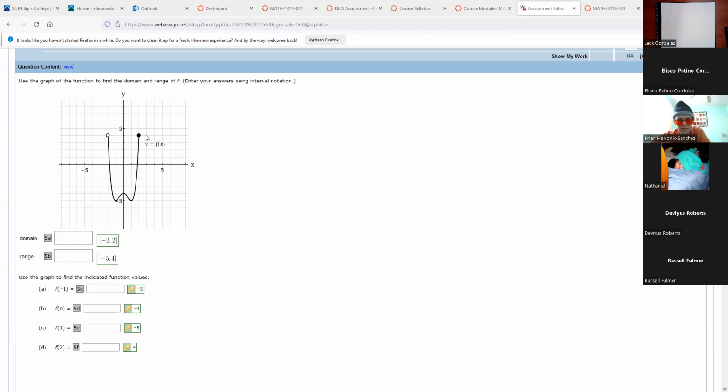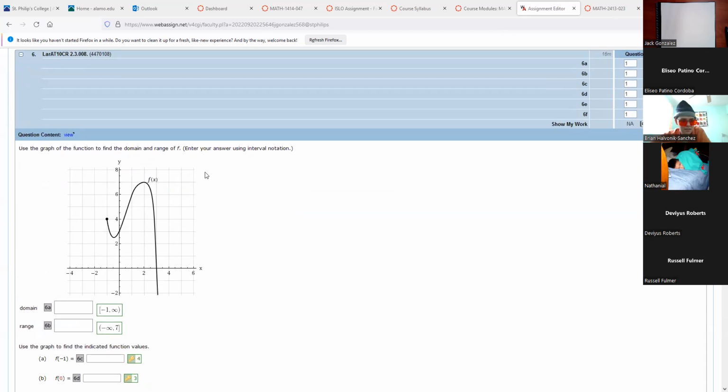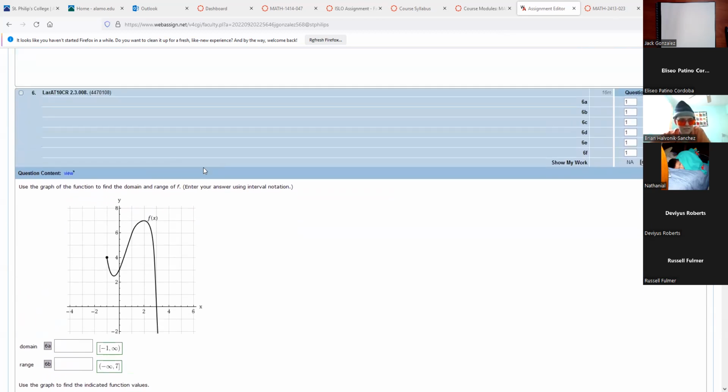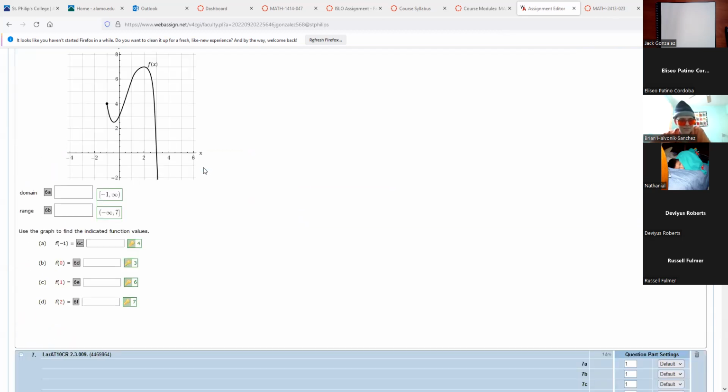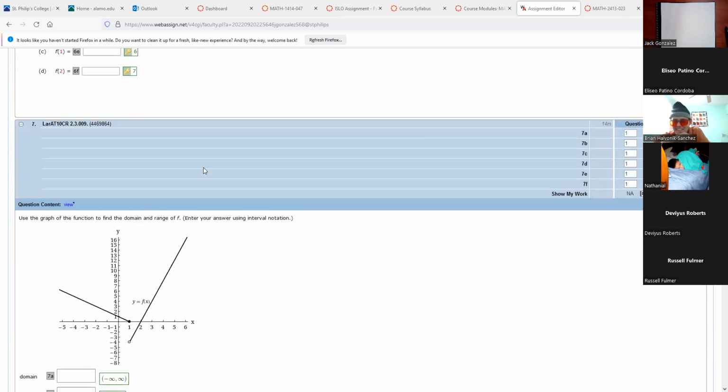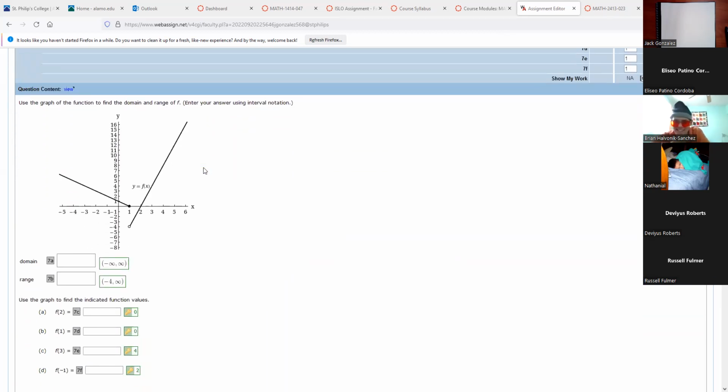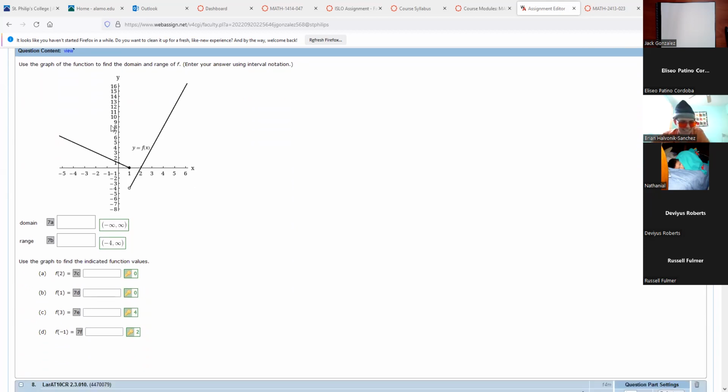Then you give us an actual equation, so we have to use the graph here. Oh, it's the same type of deal here. All right. This is a piecewise function. I think we talked about that a little bit, right? So there's one function dictating this piece, and then there's another one dictating this.